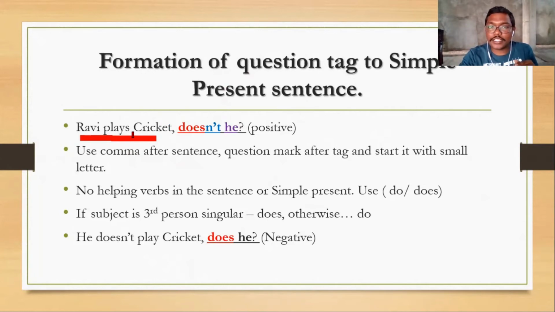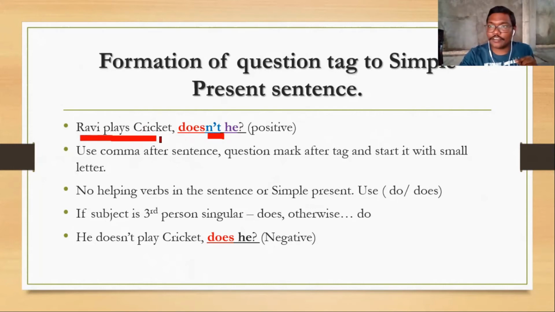So that's why here the sentence is positive, so you are going to use not in the question tag. This is a short form of not: n't. Okay, short form. We removed o and we kept an apostrophe. So this is the short form of not. It means the sentence is positive, so the tag is negative, which means not is there.